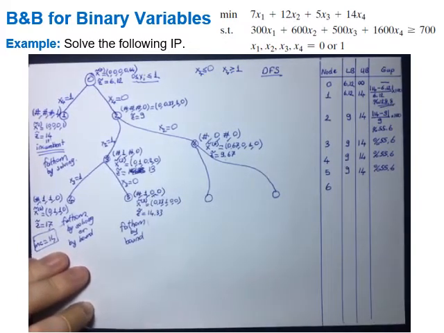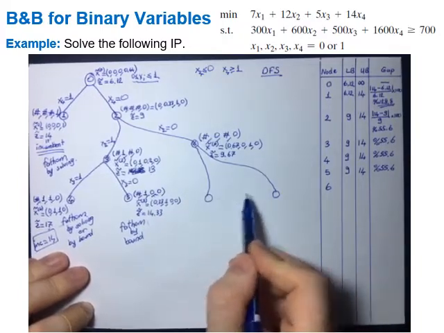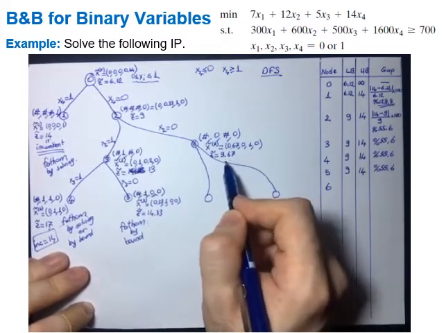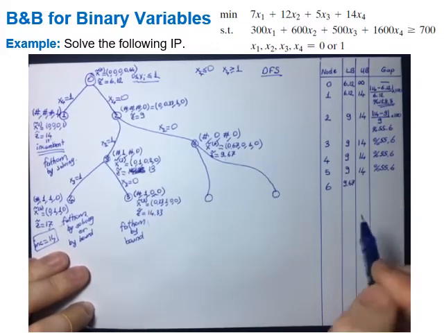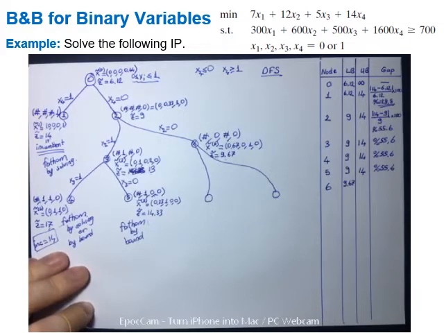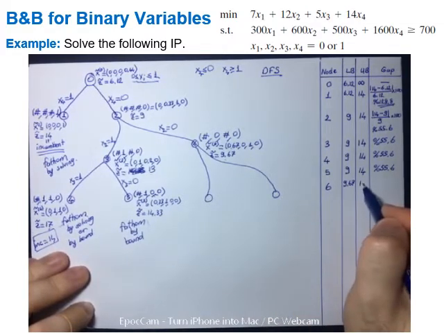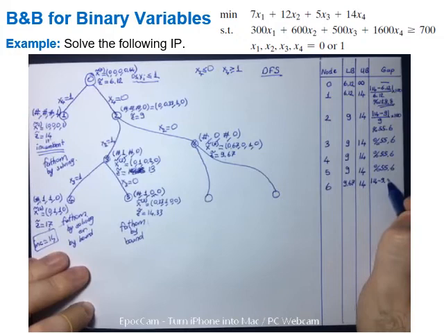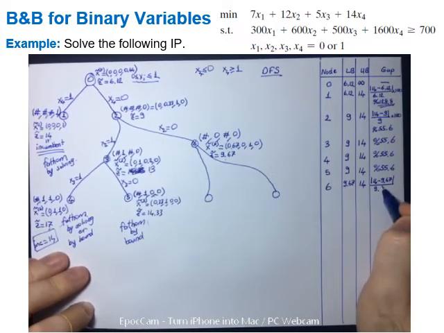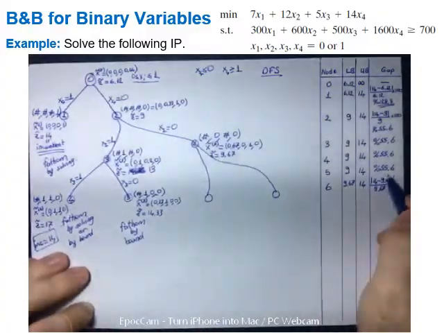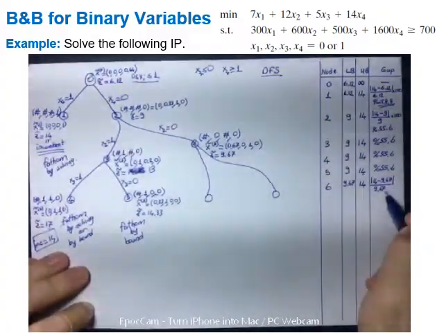What is the lower bound? Lower bound comes from the parent of the open nodes, which is 9.67. What is the upper bound? Upper bound is the incumbent solution, and it's still 14. And now our gap value is 14 minus 9.67, divided by 9.67. Again, this is for the minimization. If this was a maximization, this denominator would be 14.